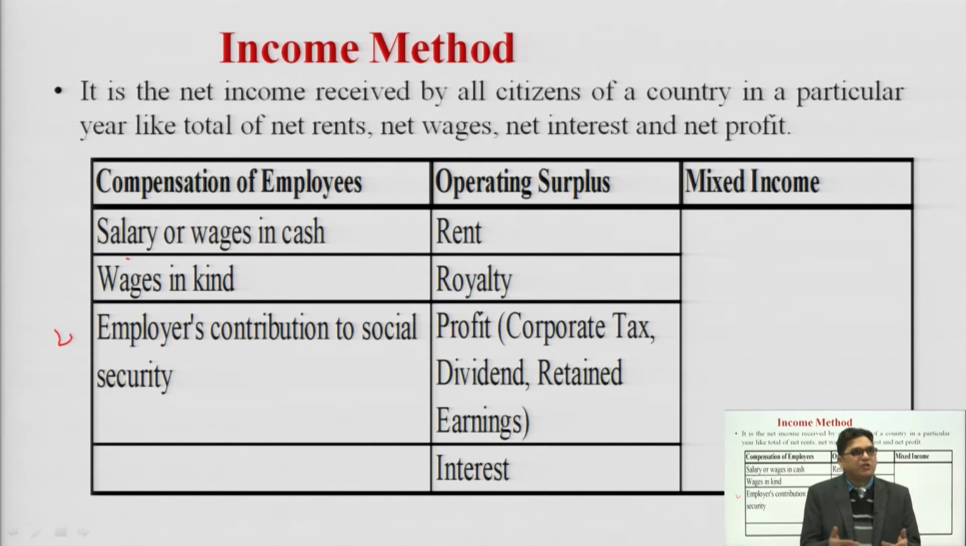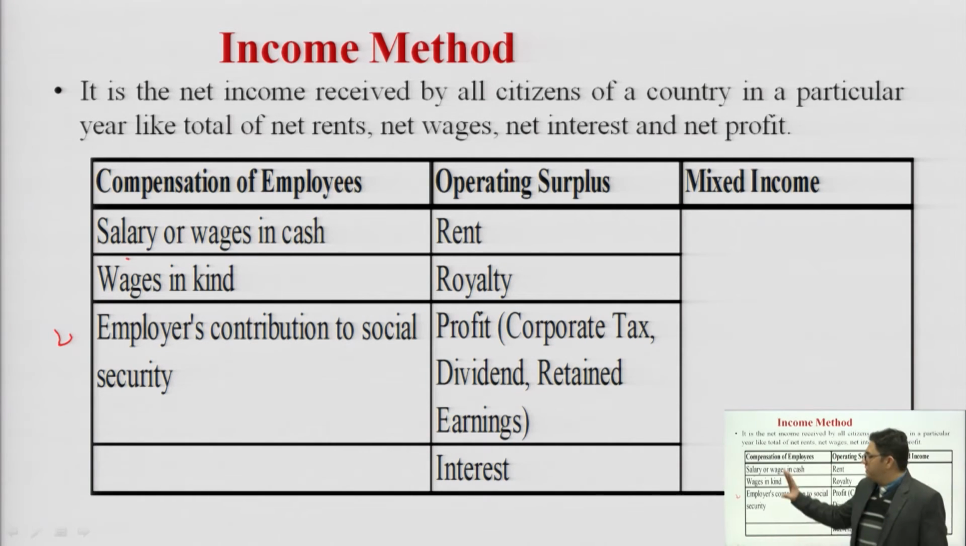Wages in kind are the fringe or additional benefits given by the company to the employee. Third, it is employer contribution to social security, the contribution made by the company for social security purposes. Here we need to be very alert and careful that we only include employer contribution, not employee contribution, because in a few questions the employee contribution will also be given, but we do not take it; only employer contribution has to be taken into account.